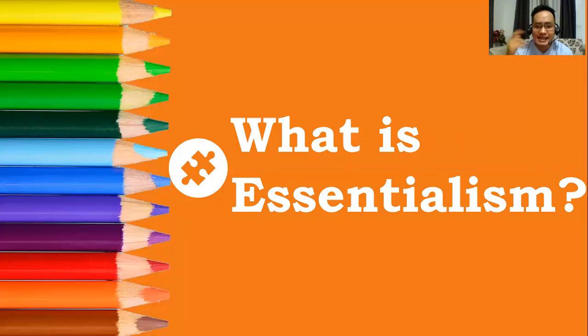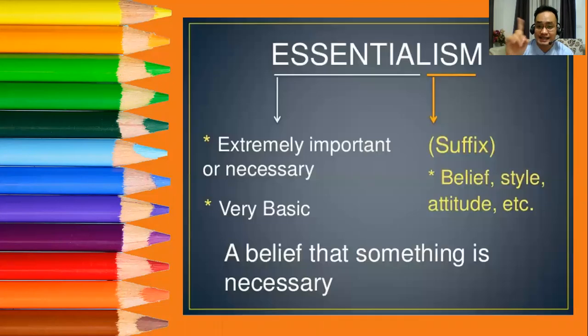What is essentialism? Morphologically, the term essentialism is composed of the word essential, which means basic or necessary, and the suffix ism, which means belief. By essence, essentialism means a belief that something is necessary.